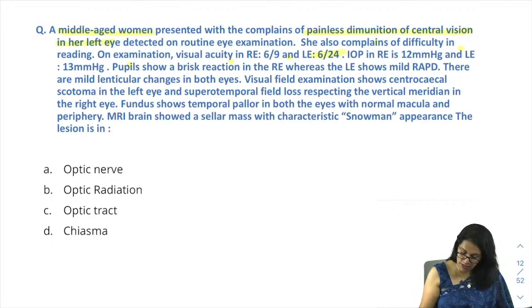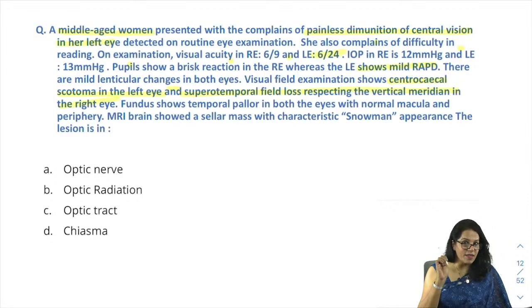So we are talking about the left eye, diminution of vision in the left eye. Now we are saying left eye mild RAPD, mild lenticular changes in both eyes. Visual field examination shows, this is important, pay attention, centrocecal scotoma in the left and superotemporal field defect respecting the vertical meridian in the right eye. एक आई में सेंट्रल स्कोटोमा, अदर आई superotemporal quadrantanopia. I think this should be diagnostic.